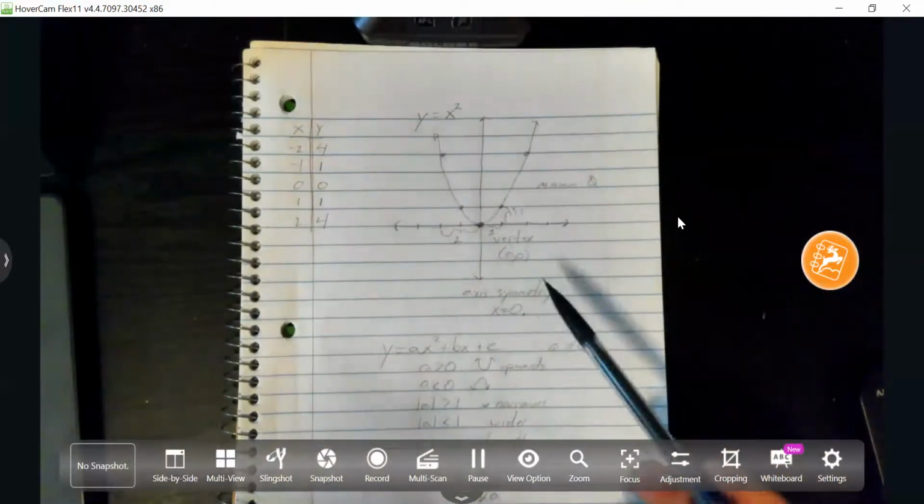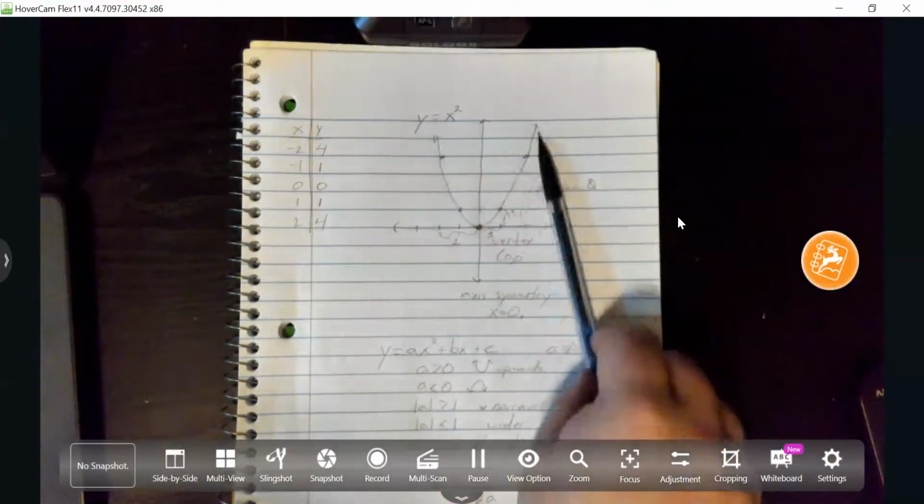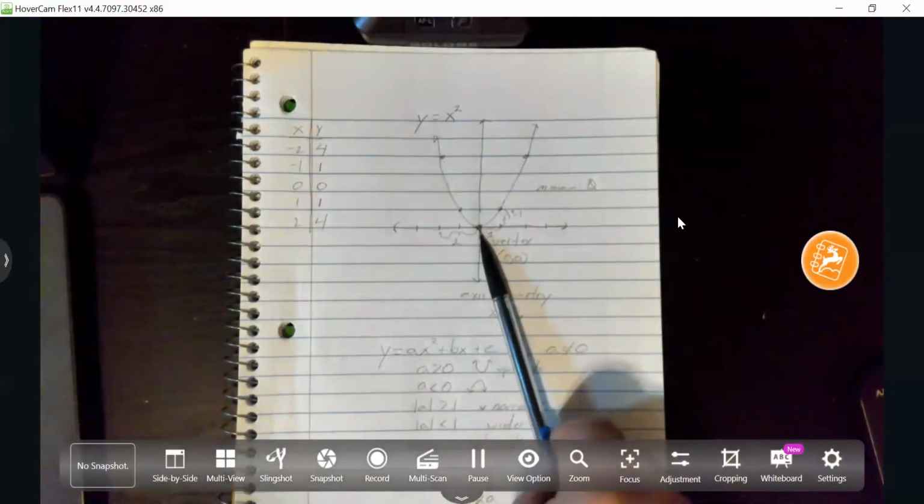What we need to do to determine if it has a minimum or maximum is really just say, is it going upwards or is it going downwards? If a parabola is opening upwards, if we have a standard shape, then it's going to have a minimum value. And that minimum value is the y value of the vertex.